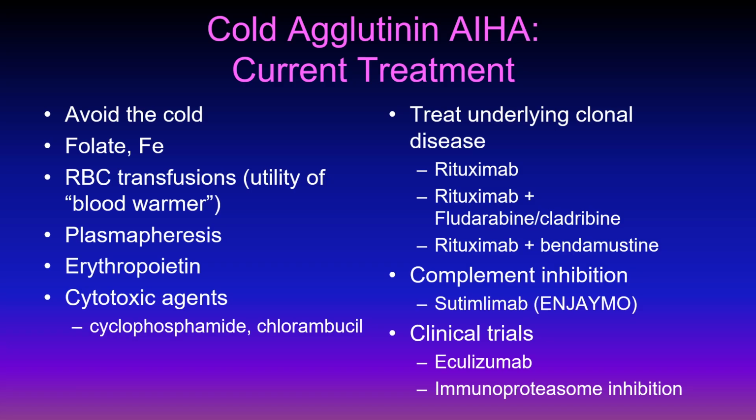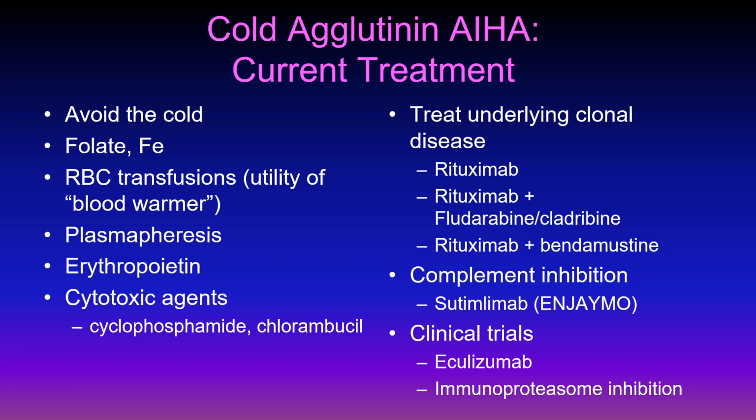We can try to be more aggressive in treating the underlying lymphocytes making this disease with rituximab, or rituximab with fludarabine or cladribine, or rituximab plus bendamustine, which is the standard therapy for many patients. We have a newer agent which our office helped to develop called sutimlimab, and there are many clinical trials I don't have the time to talk about, but these are the current therapies.